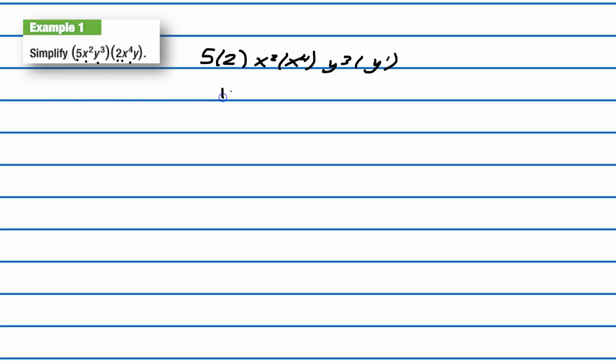5 times 2, that's 10. Then we have x squared times x to the 4th. What we can do here, since they're being multiplied, is x to the 2 plus 4. Notice they have the same base, so we can do that. Then with the y's, we can do the same thing because they are the same bases. So we have 10 times x to the 6th power and y to the 4th power. And there we go. It's simplified. Nothing else we can do to it.